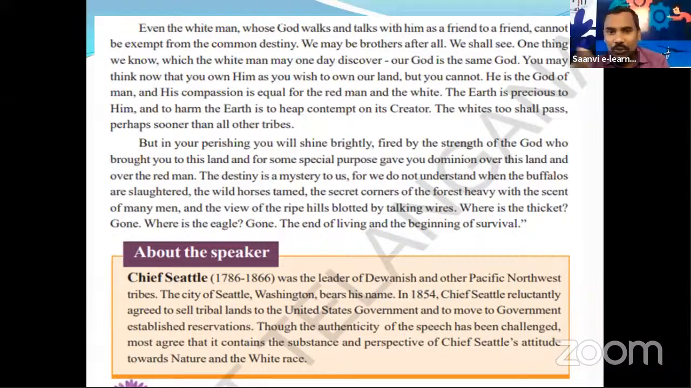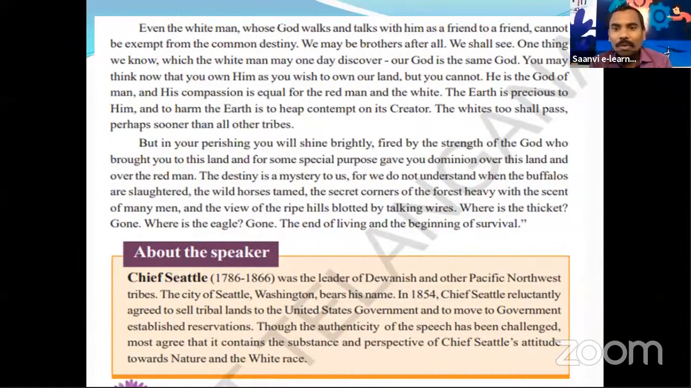The destiny is a mystery to us, for we do not understand when the buffaloes are slaughtered. I don't know why these white men are simply killing the buffaloes. What purpose is behind that? Just for entertainment. These white men used to shoot at the buffaloes. Slaughtered, an act of killing. Slaughter shop you might have seen, where the buffaloes are killed and the meat is sold.